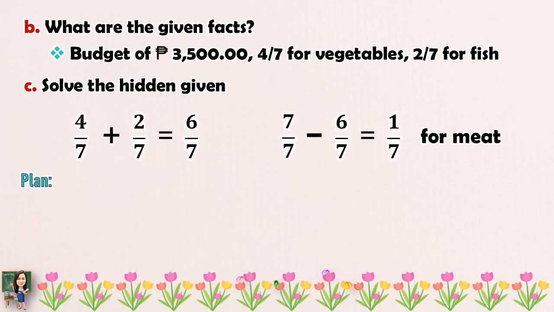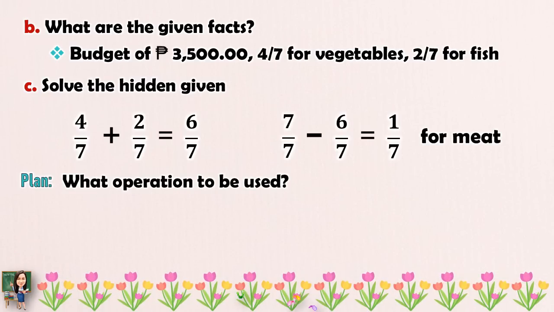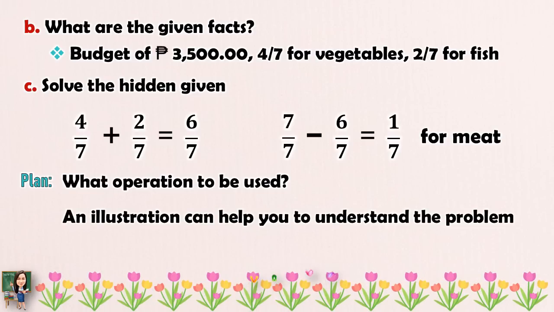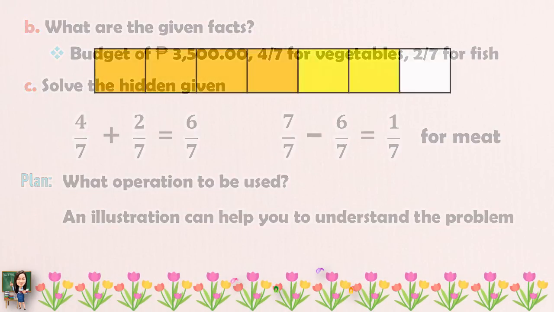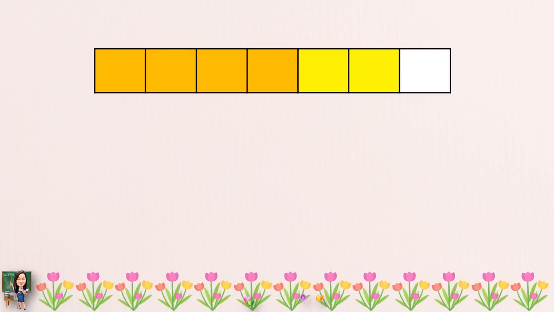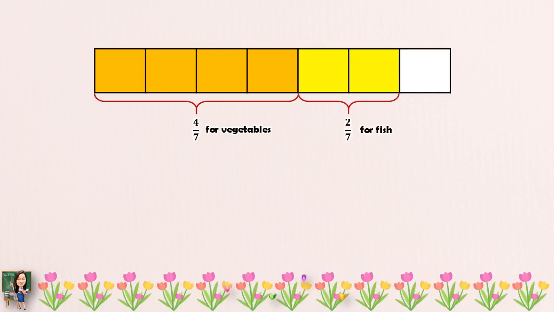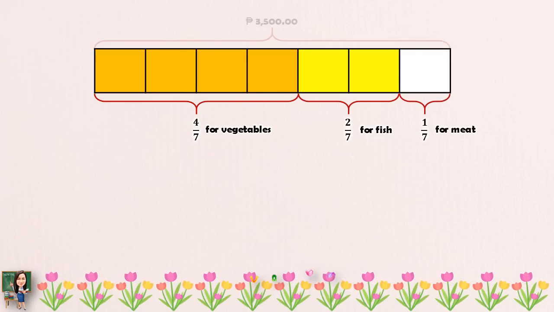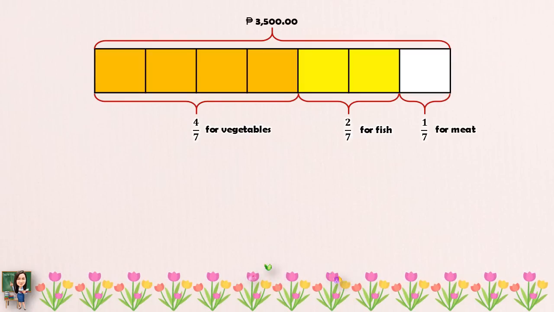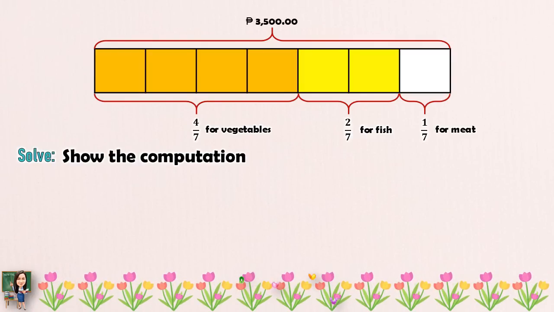Now, plan. What operation is to be used? An illustration can help you to understand the problem. Here is the illustration. This rectangle is divided into 7. 4/7 for vegetables, 2/7 for fish, and 1/7 for meat, for the total of 3,500 pesos. Then solve. Show the computation.